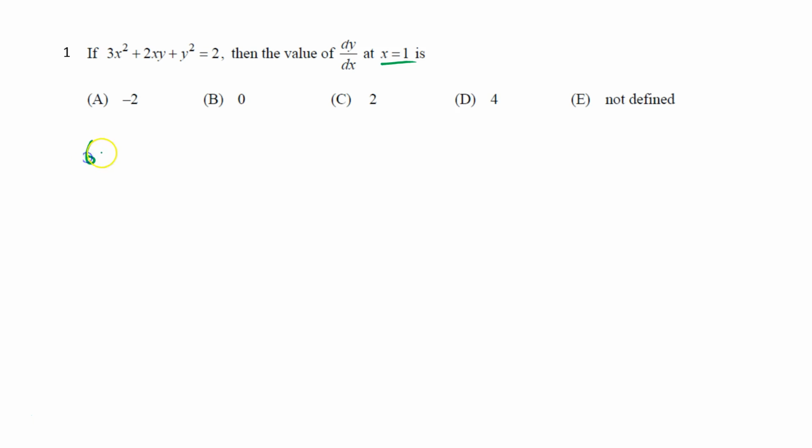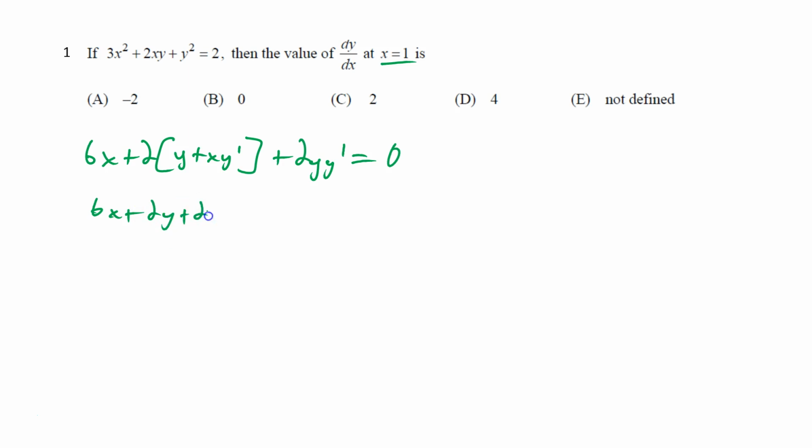Derivative of 3x squared is 6x. Then we have to use product rule on 2xy, so we have 2 times y plus x y prime, because the derivative of x is 1 times leave the y alone, then plus x times the derivative of y. Plus 2y y prime equal to 0, because the derivative of a constant is always 0. Now we're going to get all our y primes together. So we got 6x plus 2y plus 2x y prime plus 2y y prime equals 0.